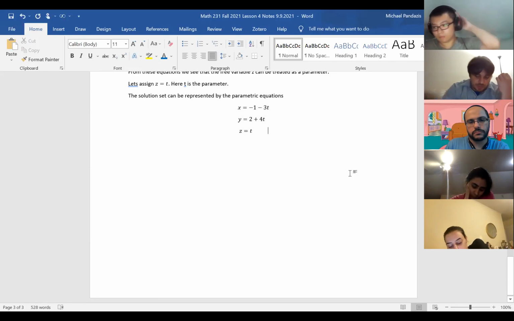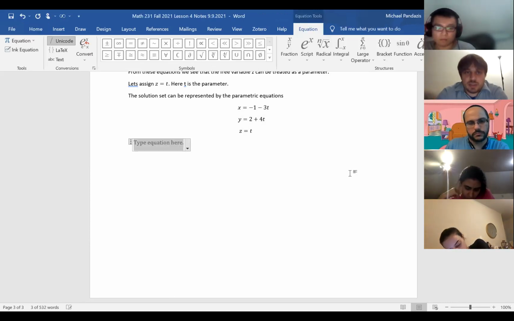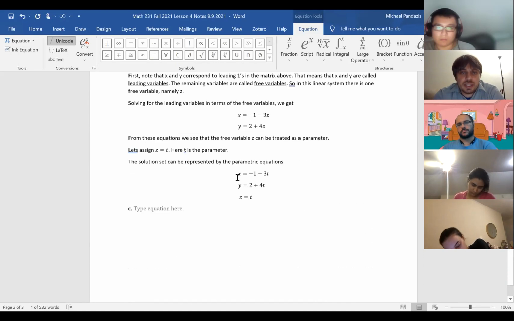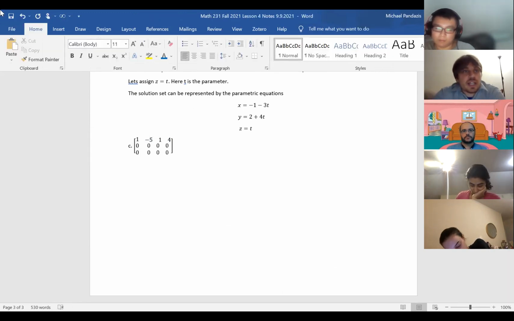Okay, so now let's look at part C to this. For part C, we have the matrix, and then everything else is the zeros. Okay, so now we have a matrix that looks like this. Okay, and this is in reduced row echelon form.